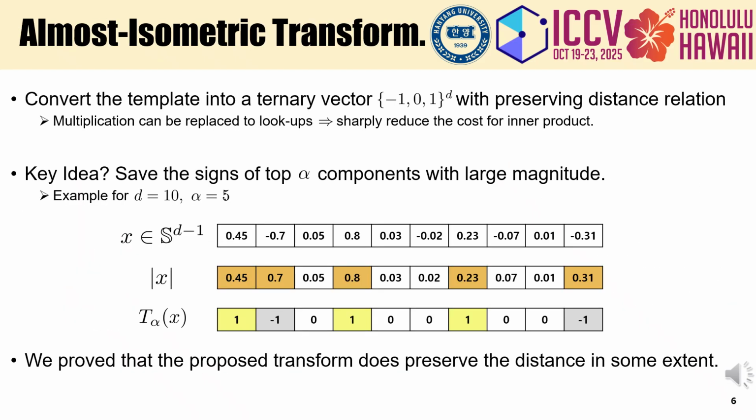Here's our first key idea, the almost isometric transformation. We convert each real-valued face template into a ternary vector of only -1, 0, 1. This keeps the distance relationship mostly intact, but removes the need for expensive multiplications. Essentially, we just check the signs of the top alpha components of the template, positive or negative, and perform lookups instead of multiplications. This transformation alone cuts the cost of the inner product calculation by a huge margin.